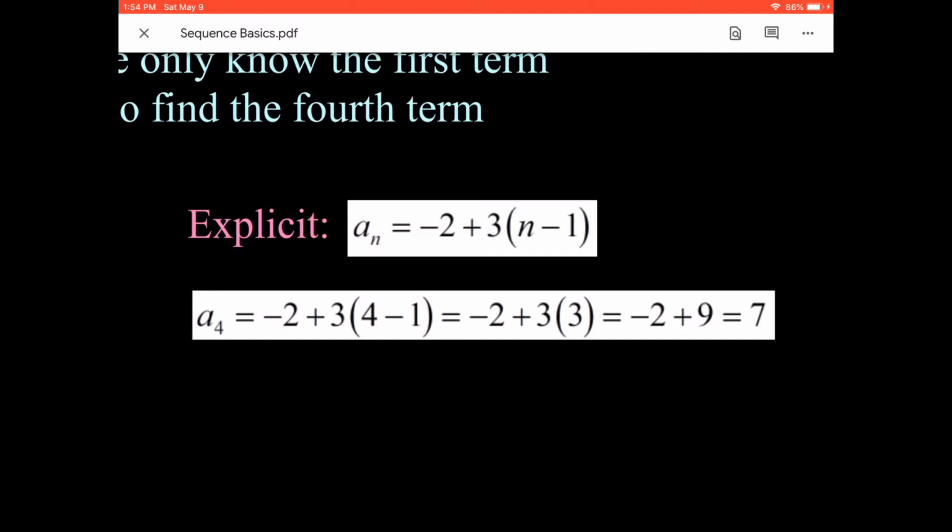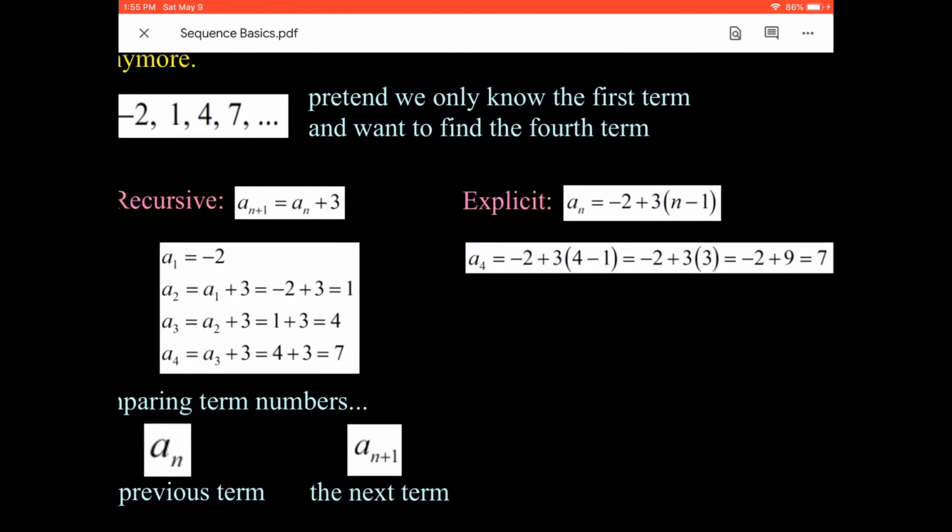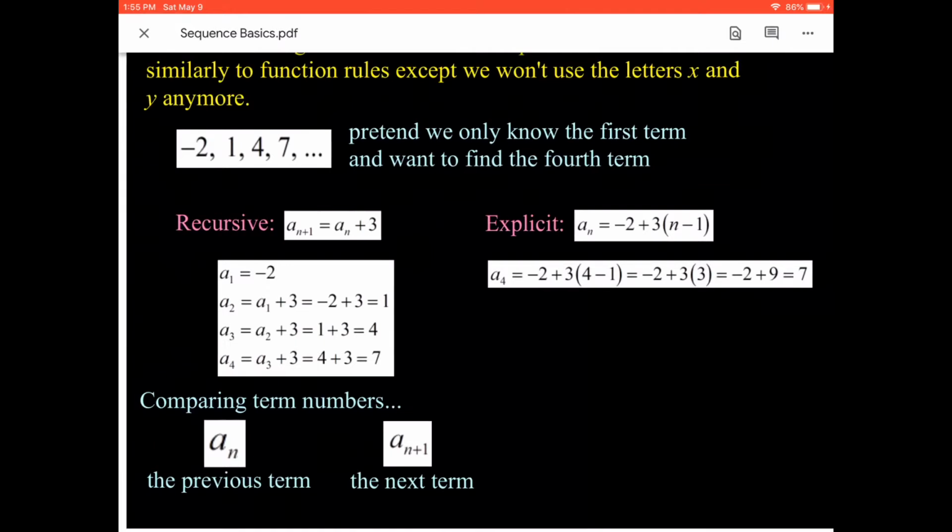So then that's going to give us negative 2 plus 3 times the quantity 4 minus 1. We do that 4 minus 1 and we get 3. So we're now at negative 2 plus 3 times 3. 3 times 3 is 9, so negative 2 plus 9, we get 7. So we got 7, whether we did it with our explicit rule or with our recursive rule, and that was the fourth term inside the sequence as well.